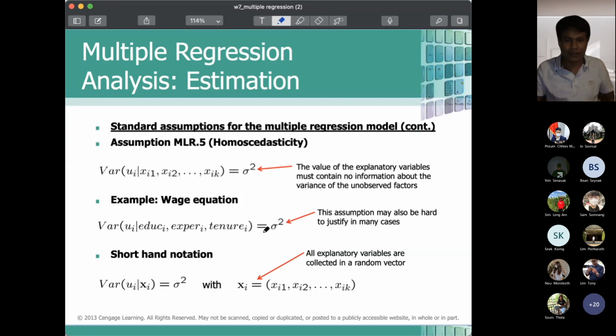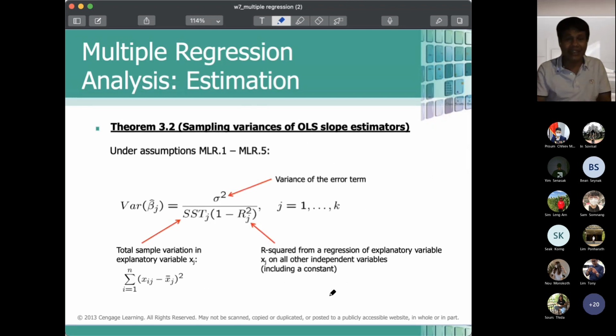So in short form, we don't write it in detail. Just write the variance of the error given xi. Here xi is the vector. I forgot the term. So this xi consists of x1 to xk. It should be constant. If assumptions 1 to 5 are met, we obtain unbiased variance of the error term and unbiased variance of the estimate.